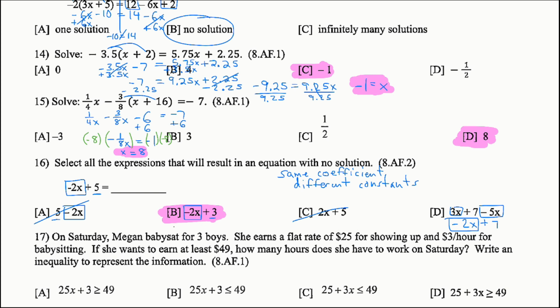D, coefficient of -2, constant of 7. That looks like a 1. So I'm going to say D is good as well. Okay, so those are what we've got.